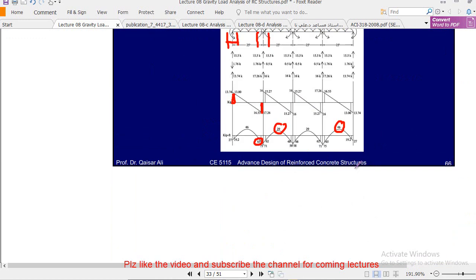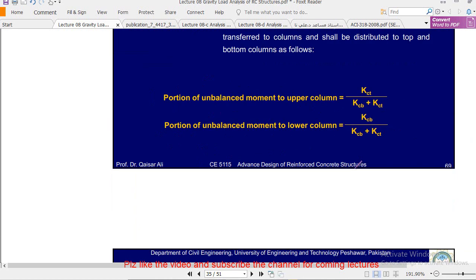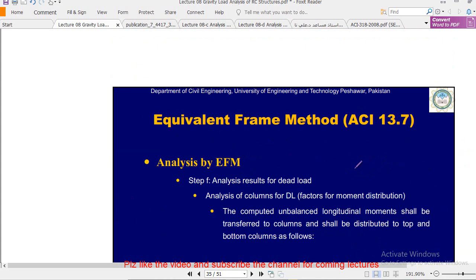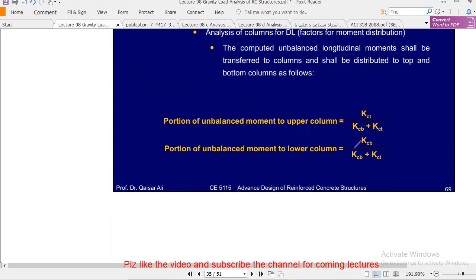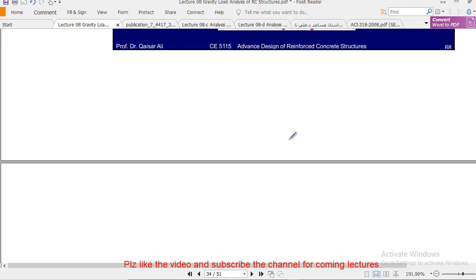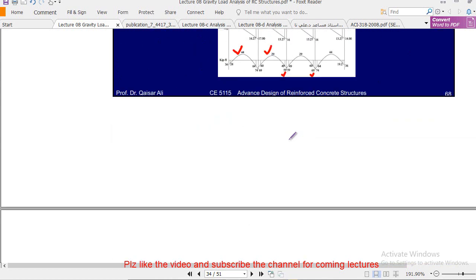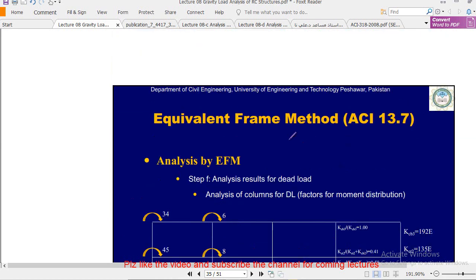But before going towards the live load or pattern loading, we have to assign now the loadings to the columns by using these distribution factors, and we have to find out the column moments. So inshallah in the next lecture, that is lecture number 7, we will cover that portion, how to find out the column moments, and how to assign them into upper and bottom story.